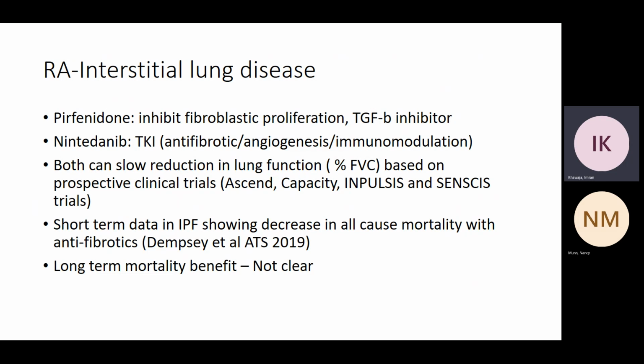Pirfenidone, we all know it, and some of our patients are taking it. It inhibits fibroblast proliferation, and in the mechanism of the disease itself, transforming growth factor beta is involved, so it basically inhibits transforming growth factor beta. And nintedanib is a TKI, a tyrosine kinase inhibitor. In the ASCEND study, it was pirfenidone. In the INPULSIS study, it was nintedanib, which was in 2014. They are approved for use. But these things are being used for the last 5-6 years.